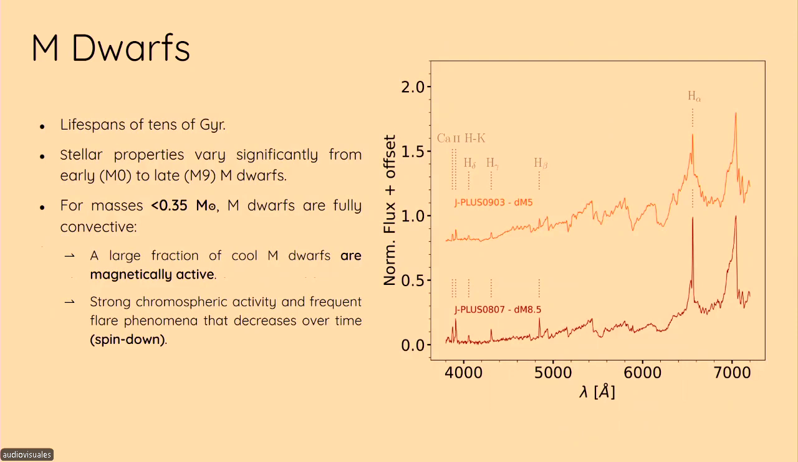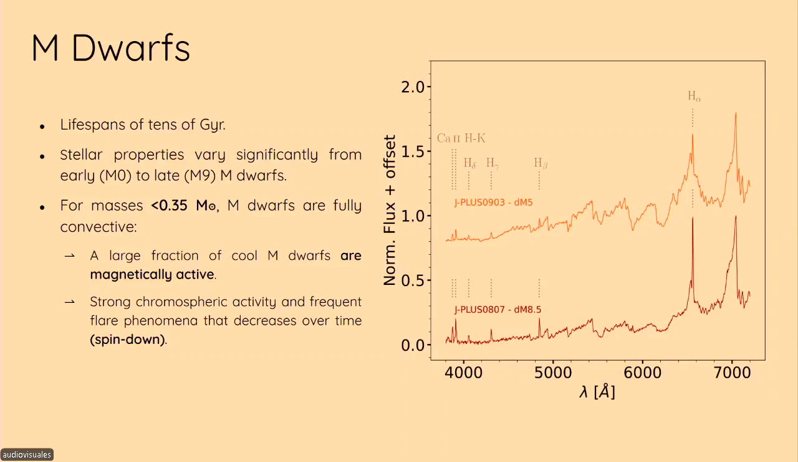And M dwarfs, because of their low mass, are partially or fully convective, and this means that the fusion of hydrogen is very slow and very efficient in their interiors, and because of this they can have very long lifespans that can extend to tens or hundreds of billions of years.